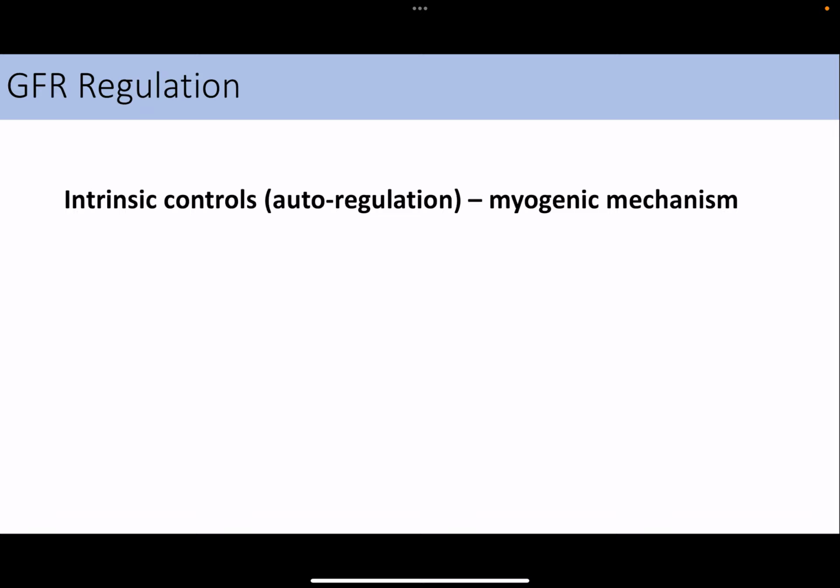All right, so your kidneys have the ability to do intrinsic control. So it can maintain or regulate its own blood pressure from within without any communication with the brain or outside forces. Okay, it can control its own mechanisms. So one mechanism that it uses is called the myogenic mechanism.